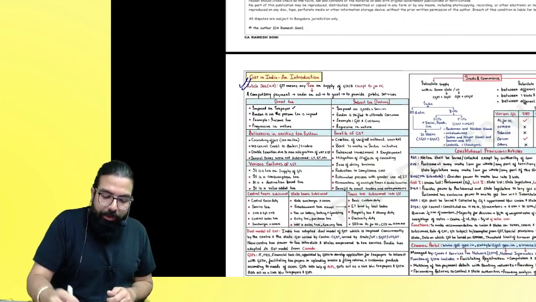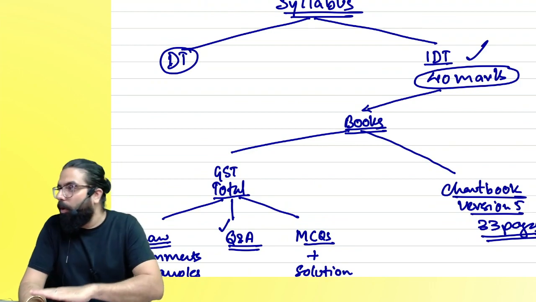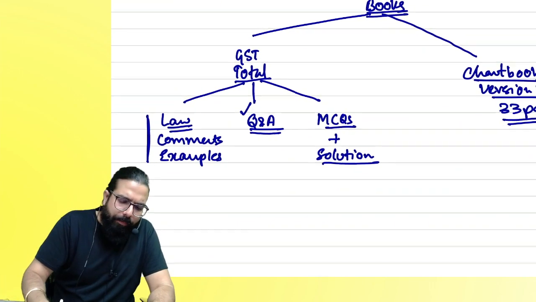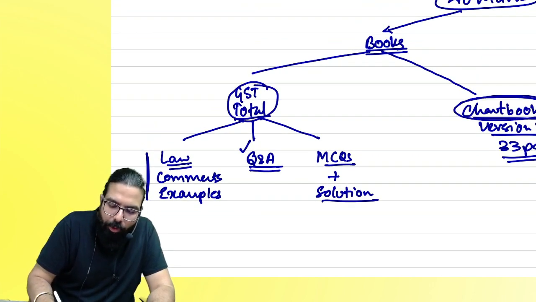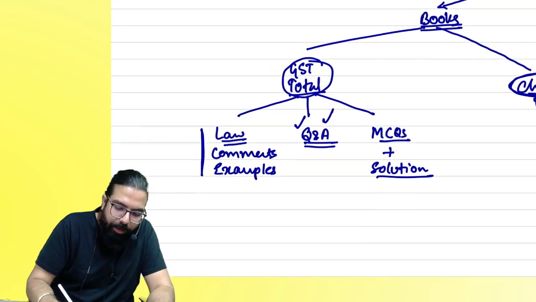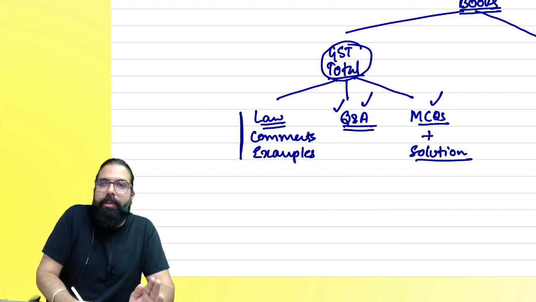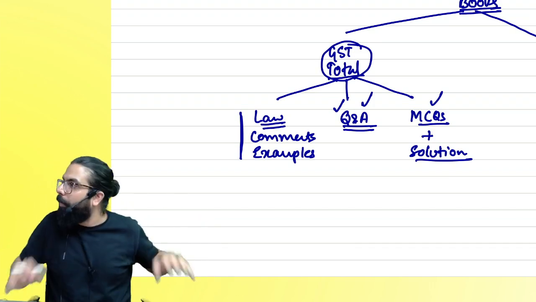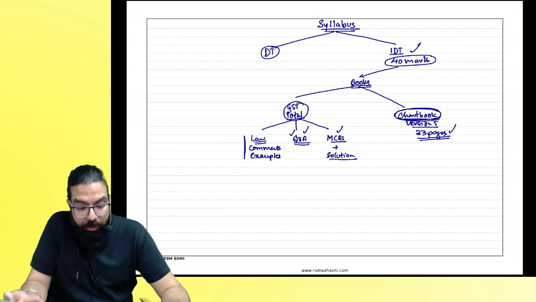This is the first thing I wanted to tell you about: the syllabus. Syllabus you guys know now. IDT is 40 marks. In that, approximately 12 marks is your MCQs, right? And the books which we'll be using are the GST total and the chart book. Chart book is one thing which I'll be referring to throughout the classes. After we are done with every chapter, we'll solve the question answers and then we'll do the MCQs also. And the textbook, wherever required, I'll show you the textbooks also. Are we all clear, everyone?